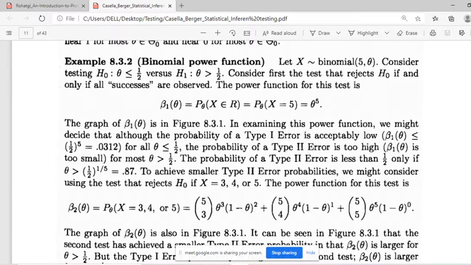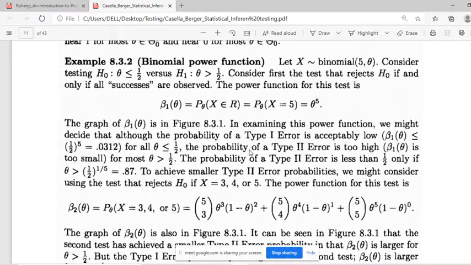Okay, today we are discussing a power function, binomial power function. In this case, the hypothesis is composite. Look at the hypothesis. What is the hypothesis? H naught: theta less than or equal to 1 by 2, against H1: theta greater than 1 by 2. So that is the null and alternative hypothesis. These are composite hypotheses.